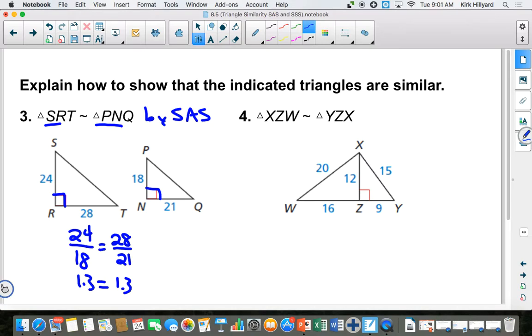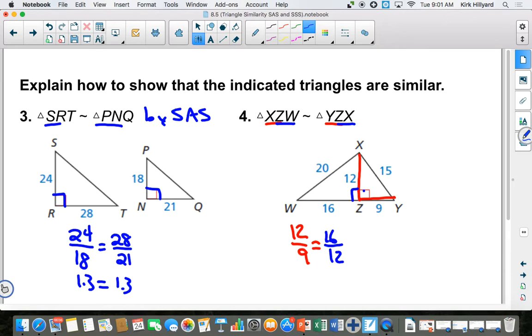Now this one's a little bit tricky because you think you would say, well, they both share 12 here. You have to be really careful. You have to match these up. So we have XZ is to YZ. So XZ is 12 and YZ is 9. So we're going to go 12 is to 9 as ZW is to ZX. So ZW is 16 and ZX is 12. We have a right angle here, and we have also a right angle here. So it's just the orientation is a little bit different.